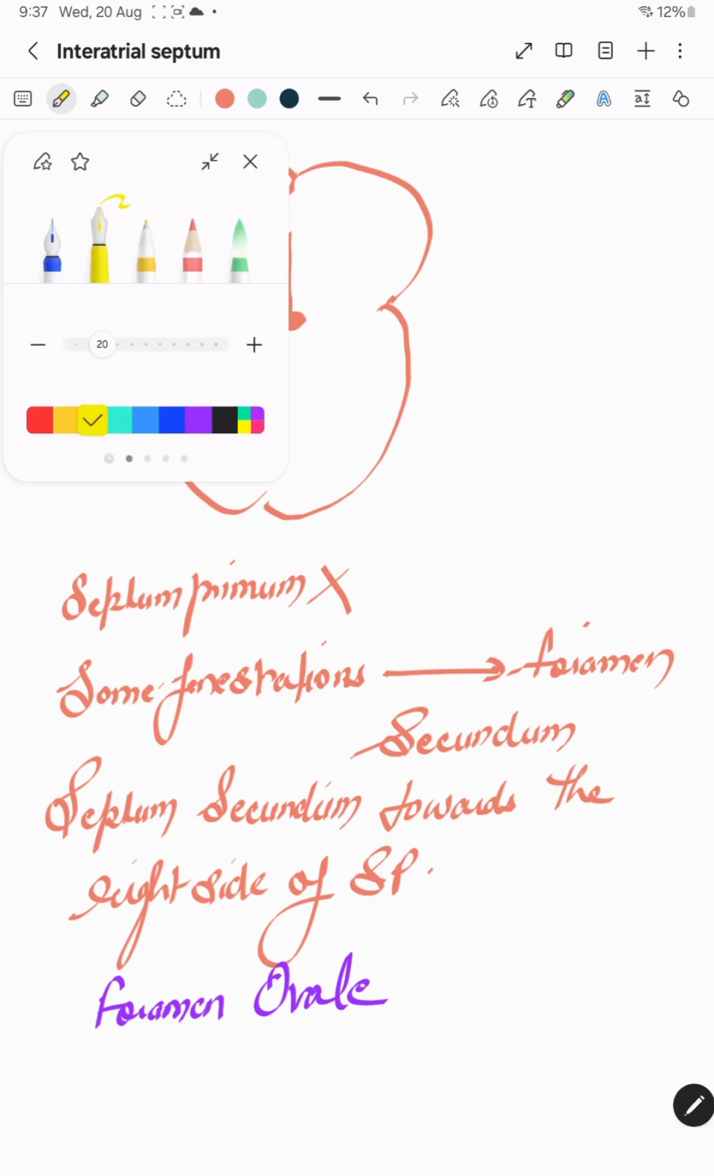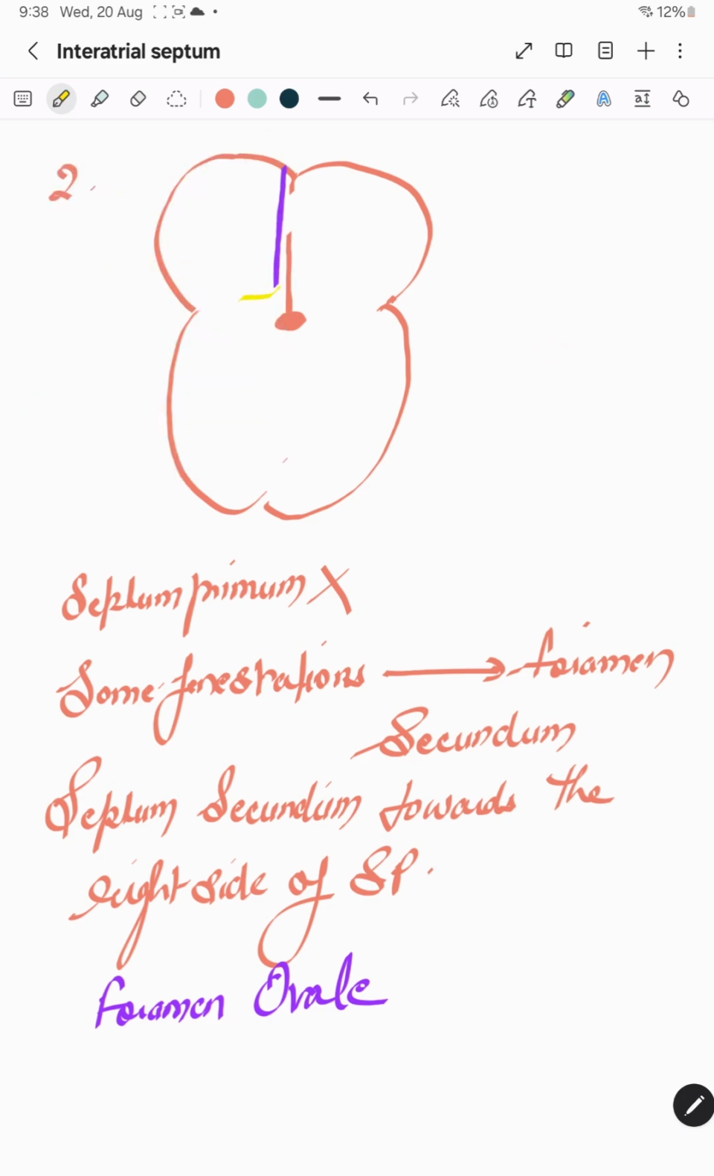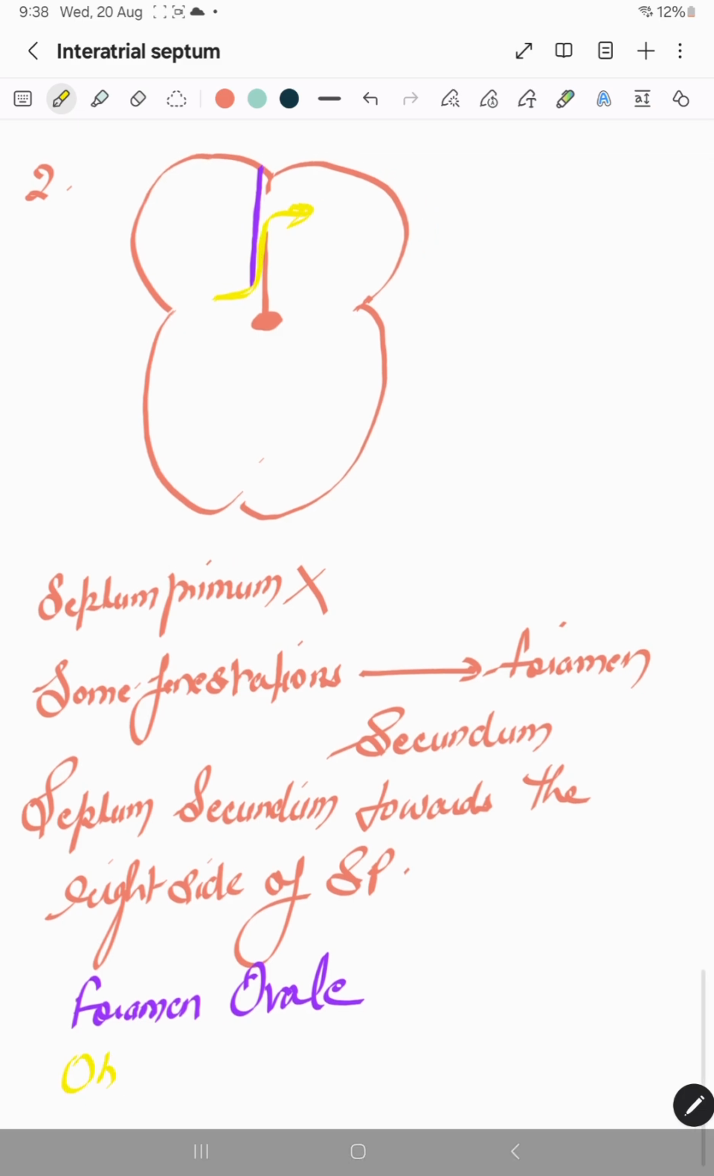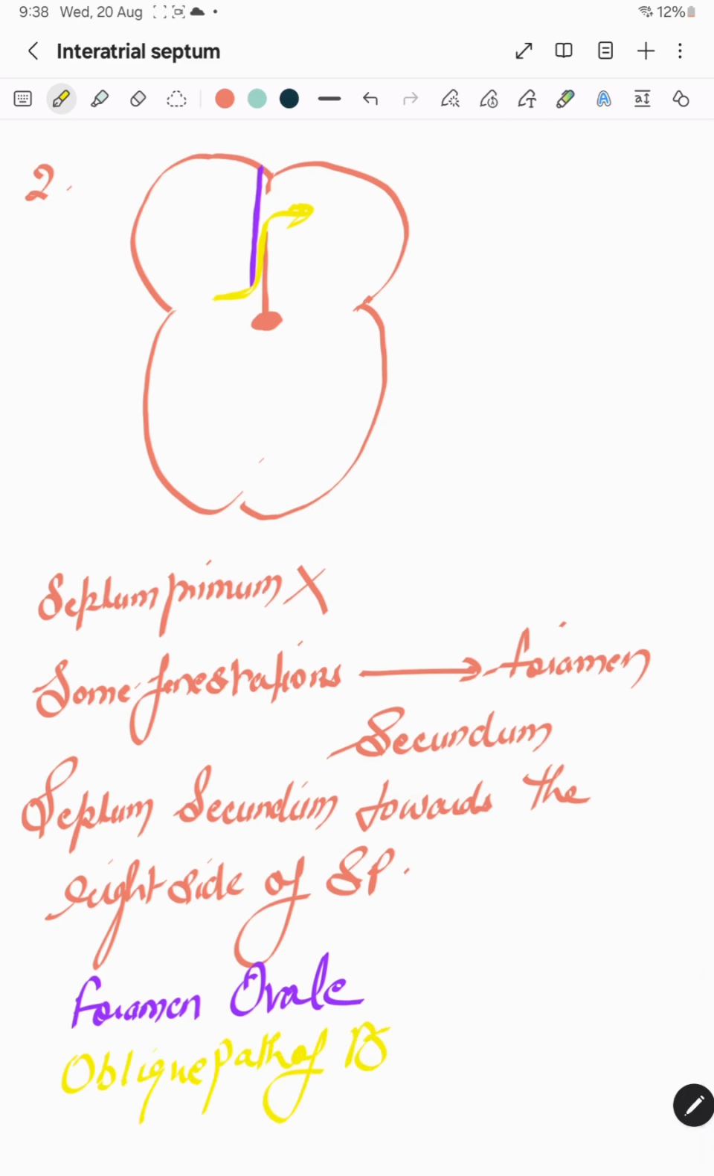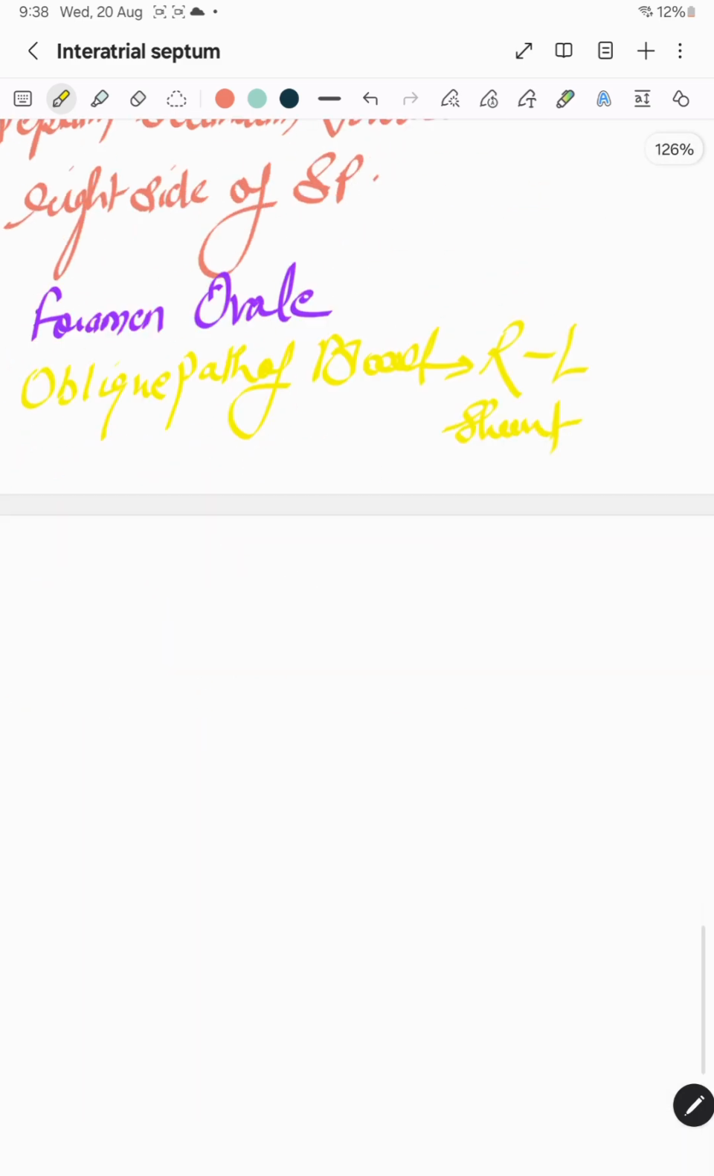Now the passage of blood will be from here to here. Okay, this will be the passage of blood. So passage of blood will be the oblique path of blood to maintain right to left shunt. We have oblique passage from foramen ovale. Then this is foramen secundum.